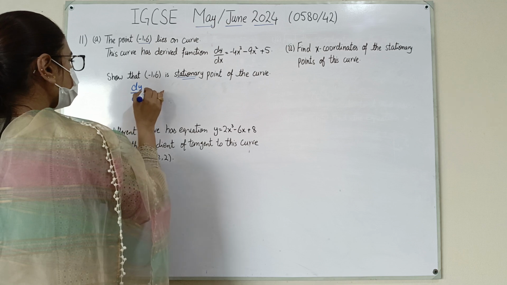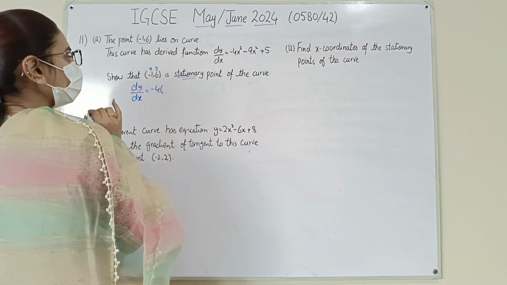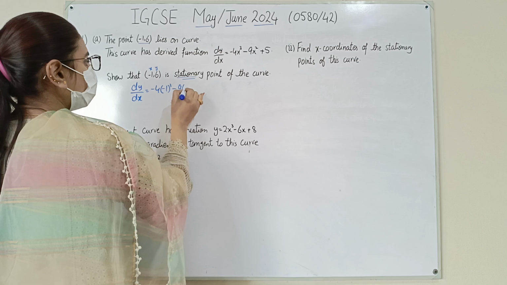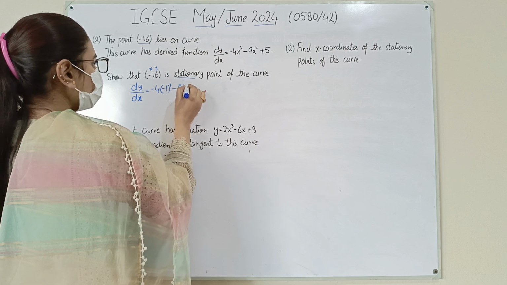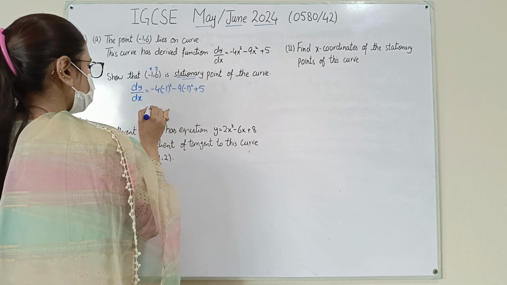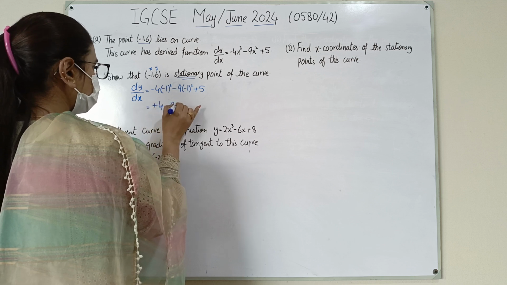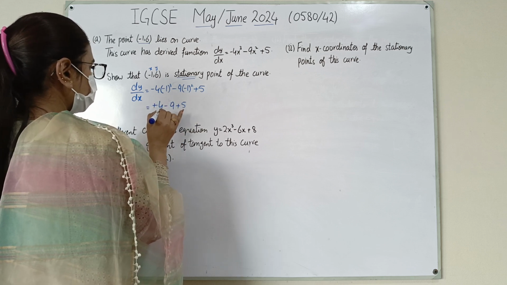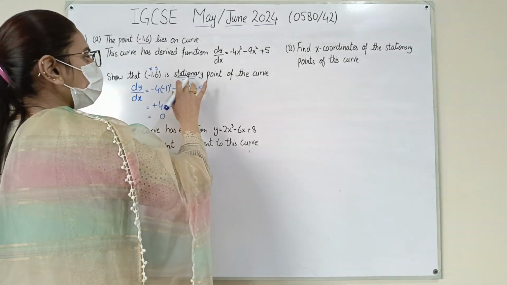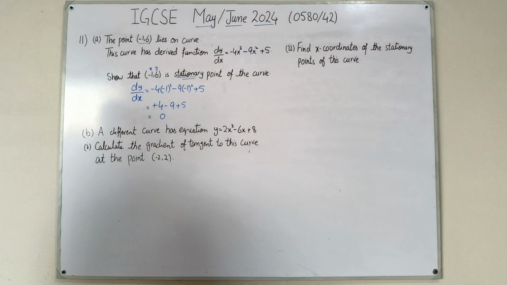dy by dx equals minus 4, in place of x you have to put minus 1, in place of y you have to put 6. So minus 1 cubed, 9, minus 1 squared, plus 5. It will be plus 4 minus 9 plus 5. So 9 minus 9 will be 0. It means minus 1, 6 is a stationary point of the curve as the derivative is equal to 0 at this point. Now let's move toward the next part.